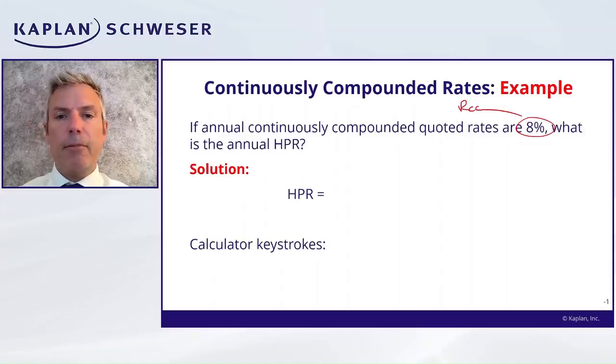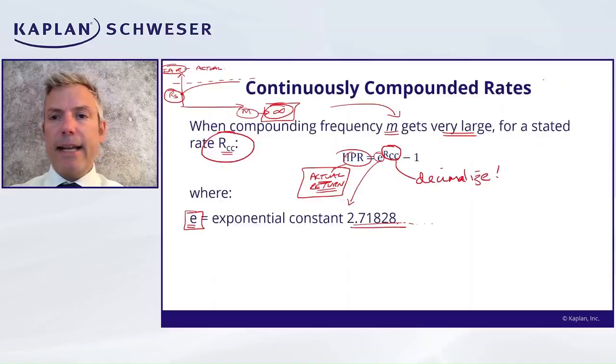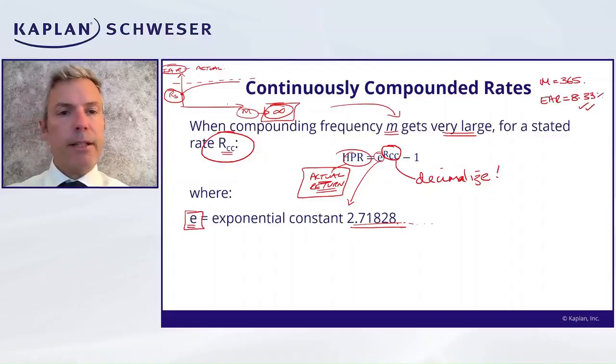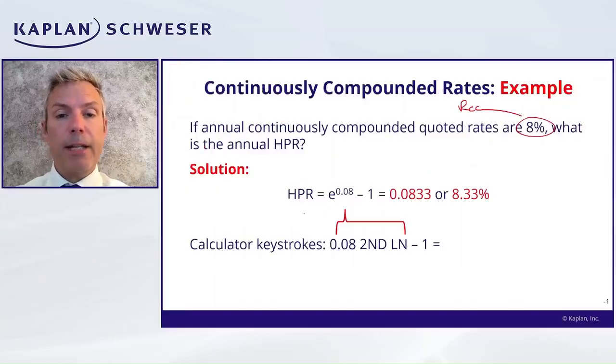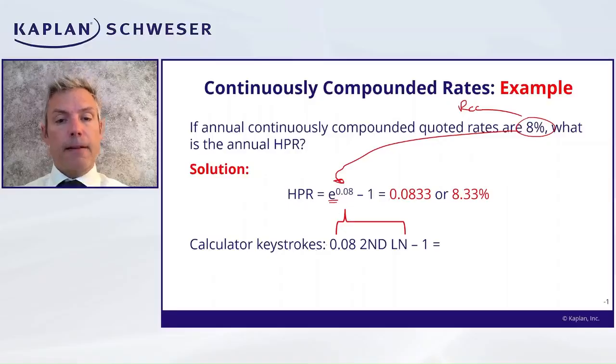You might remember, by the way, that when we set M equal to 365 with a stated rate of 8%, we got an effective annual rate of return of 8.33. That's what we did earlier. Chances are that 365 is big enough such that we are pretty close to the ceiling that we are calculating here. Okay, let's have a look. Your HPR is going to be the exponential constant to the power of that stated RCC, the stated rate, minus 1.